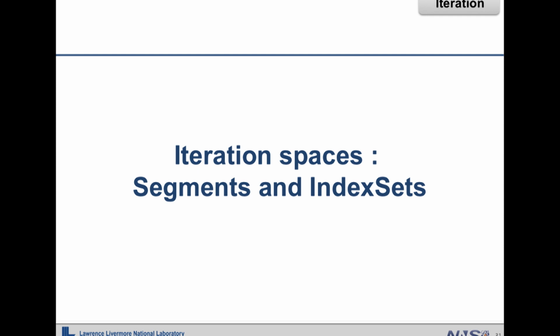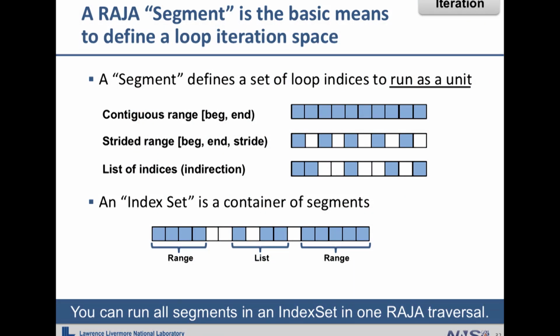All right, the next section is about the iteration spaces. This is that object that you can pass into the forall that determines the set of indices that you're going to be running your loop construct against. So a segment is the basic way to define the iteration space for a loop. And it's just a set of loop indices that are going to be run as one unit.